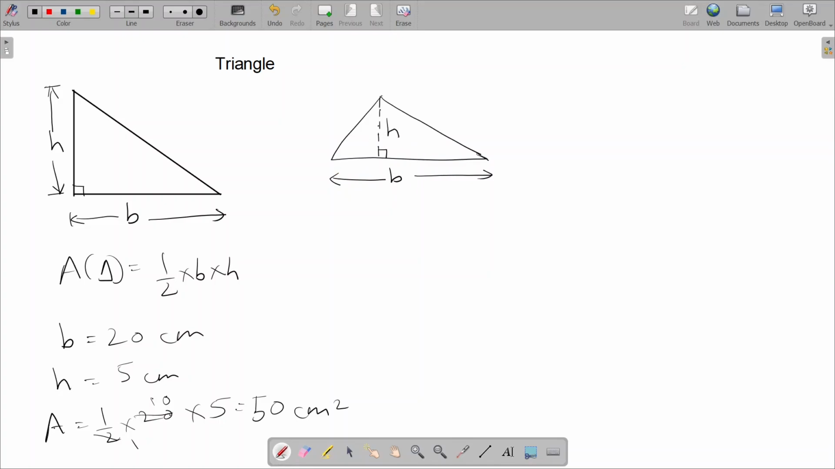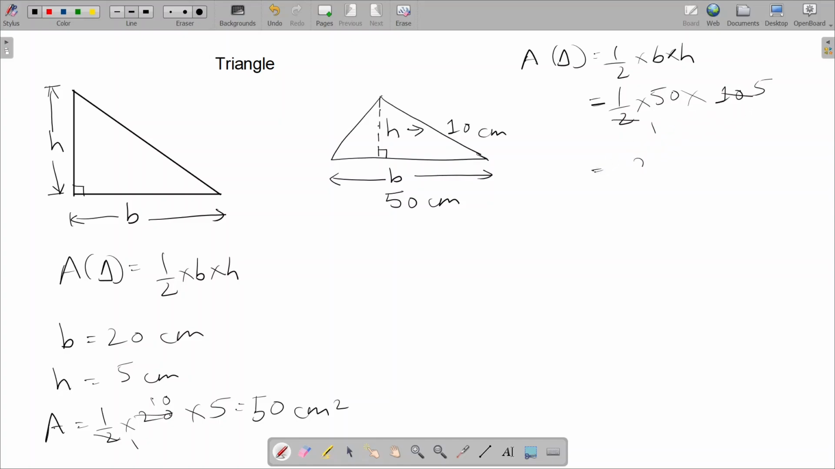Suppose you are given some values. Suppose the base over here is 50, and the height over here, if I say as 10 centimeter. So area of triangle over here will be again half into base into height. Half. Base is 50 and height is 10. So you can cut 1 a 5 a. So you'll have 250 centimeter square as the area of triangle.